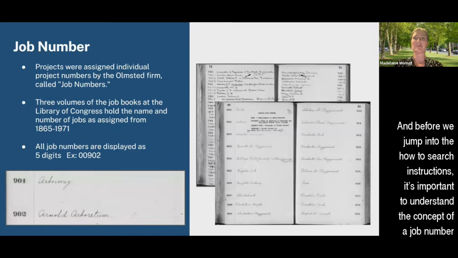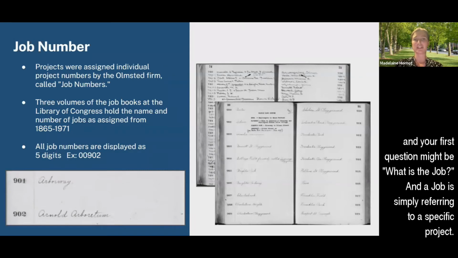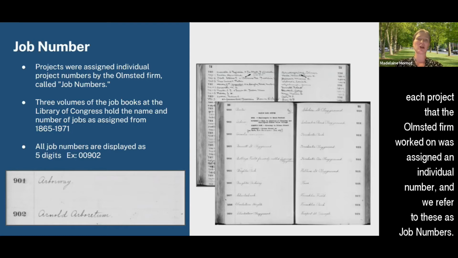And before we jump into the how to search instructions, it's important to understand the concept of a job number, because job numbers are key to a successful search. And your first question might be, what is a job? And a job is simply referring to a specific project. So in the late 1800s, which was a while after Frederick Law Olmsted had started his career, each project that the Olmsted firm worked on was assigned an individual number, and we refer to these as job numbers.